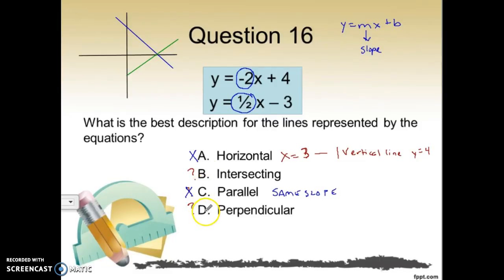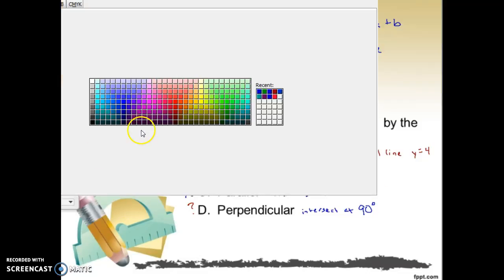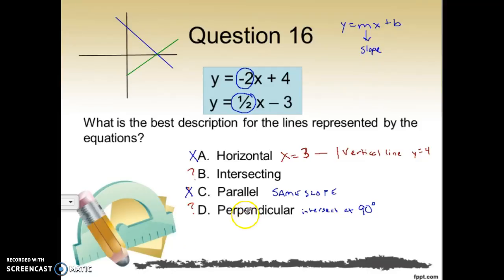Now, what are perpendicular lines? Perpendicular lines are lines that intersect at a 90-degree angle. Well, how can I tell that from my sketch? I can't. So what I'm going to do is look at that slope again. All right, those numbers in front of x. And perpendicular lines have negative reciprocal slope.